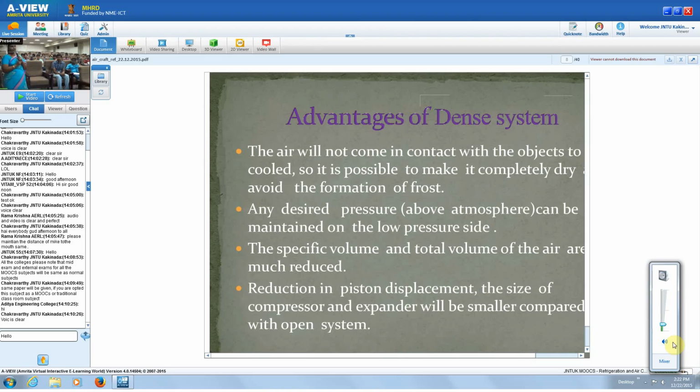And the other advantages are that the specific volume and total volume of the air are reduced, which will reduce the size of the compressor required and also the expander required for the same capacity as the open system. So the main advantages are that there is no choking at all and the pressure can be maintained above atmospheric pressure. Due to that, the size of the components, mainly the compressor and the evaporator, can be reduced.